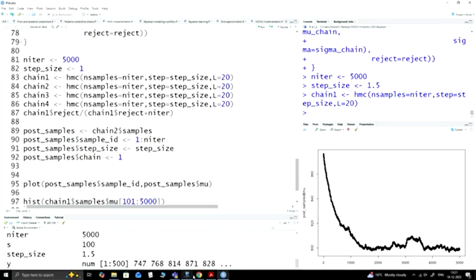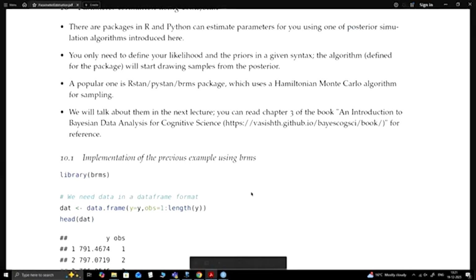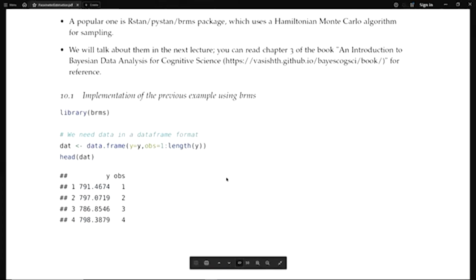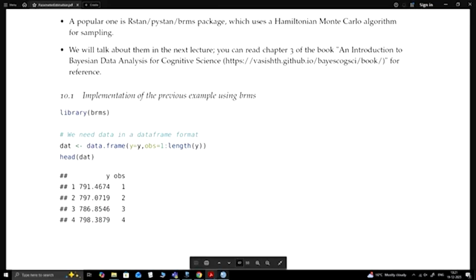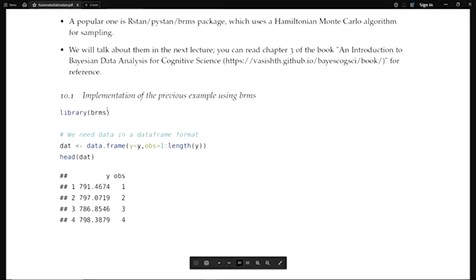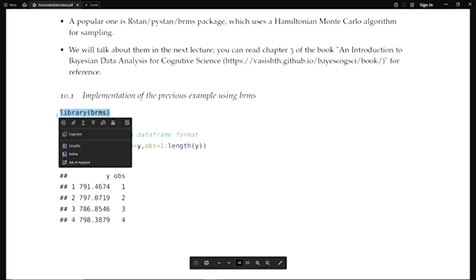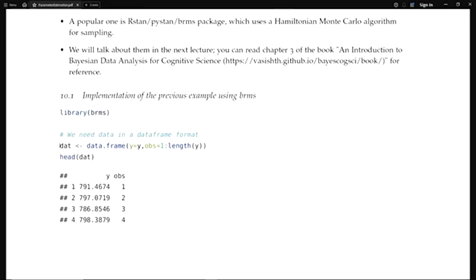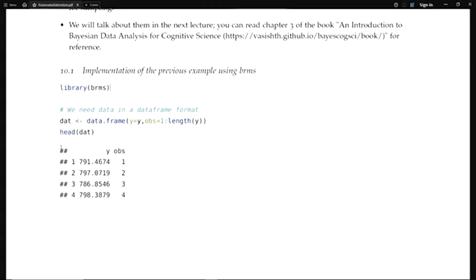Now, one thing I wanted to show you quickly in this lecture was this, that you can implement an HMC sampler without all this complicated code using a ready-made package called BRMS, which is available in R, right? So how to use this package? It has a certain syntax which is suited for linear modeling. So you might not find the syntax very intuitive, but let me show you that you can do the same thing using this. So let's say this is your data.